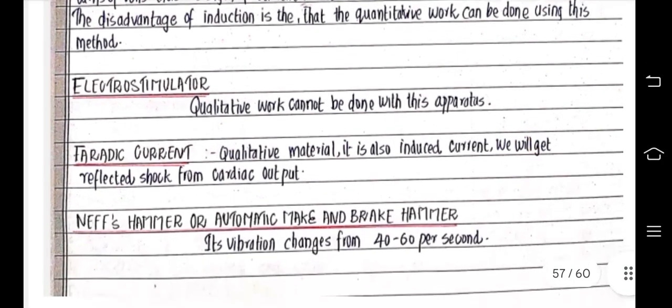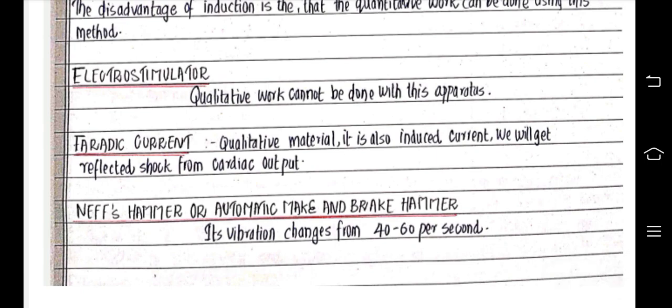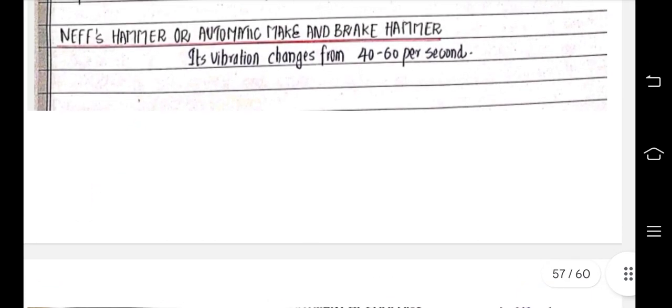Then electrostimulator. Qualitative work cannot be done with this apparatus. Then Faradic current, also an induced current. We will get repeated shocks from it. The Neef's hammer or automatic make and break hammer. The vibration rate changes from 40 to 60 per second.